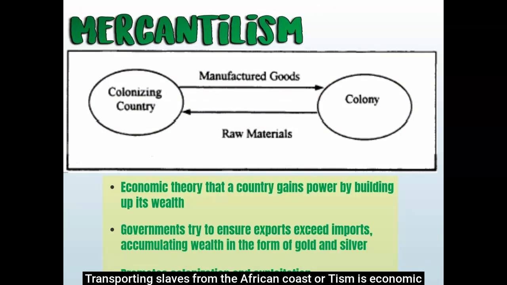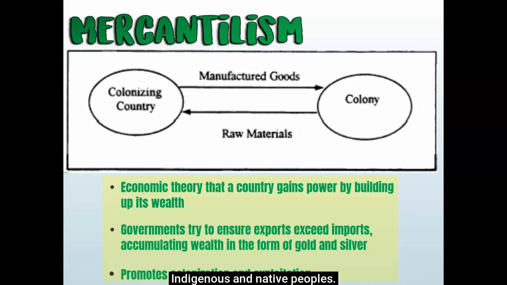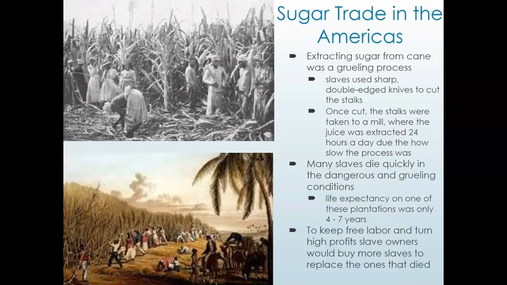Mercantilism is an economic theory that a country can gain power by building up their wealth. So what governments did was they tried to ensure exports exceeded imports and accumulated wealth in the form of gold and silver. It promoted colonization and exploitation of indigenous and native peoples.